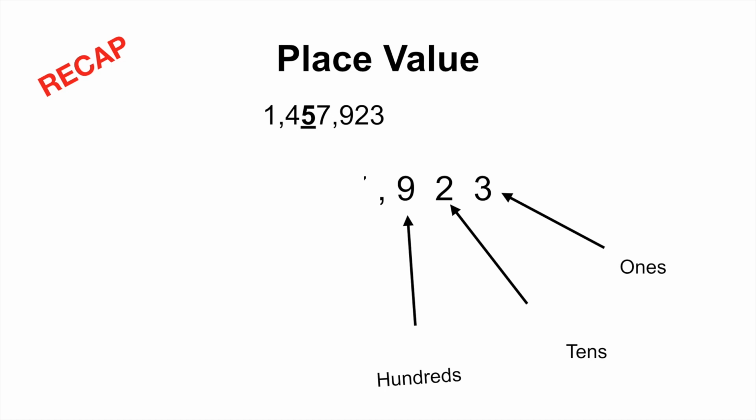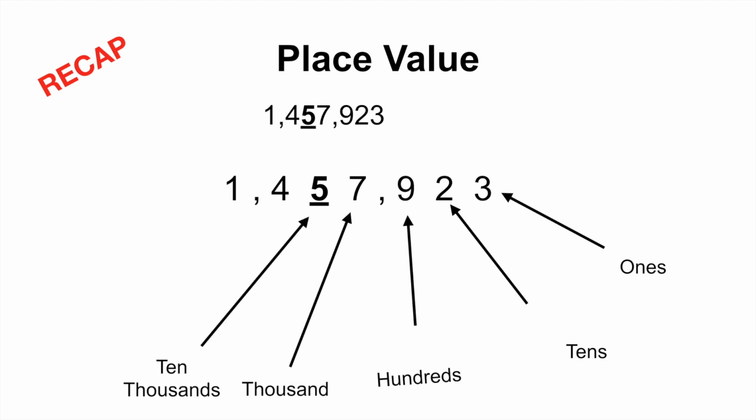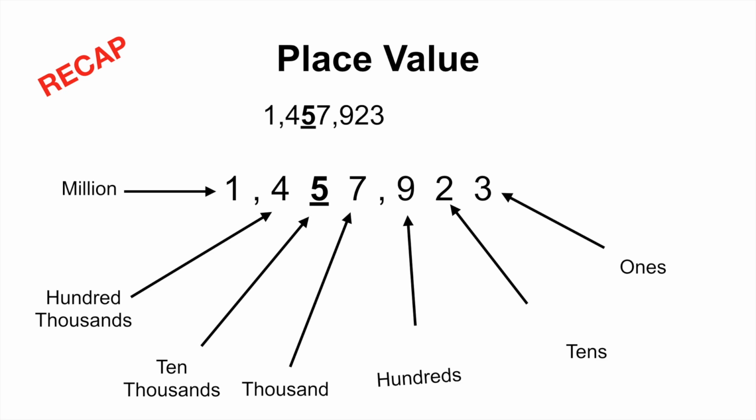So what's to the left of that comma? It would be thousands, right? And then the next value to the left is 10,000s, and the following is 100,000s. So you see that it's exactly the same thing as we saw in the first 3 numbers, but you just have the thousands after it. And then this final number is millions.